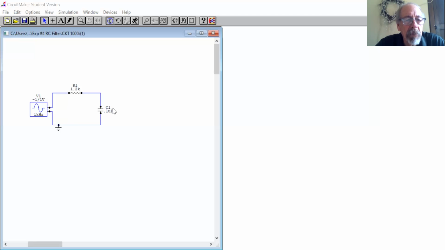When the frequency goes up and the capacitor looks more and more like a short circuit, obviously less and less will appear on the output. You can actually come up with equations to figure out exactly what's going on.